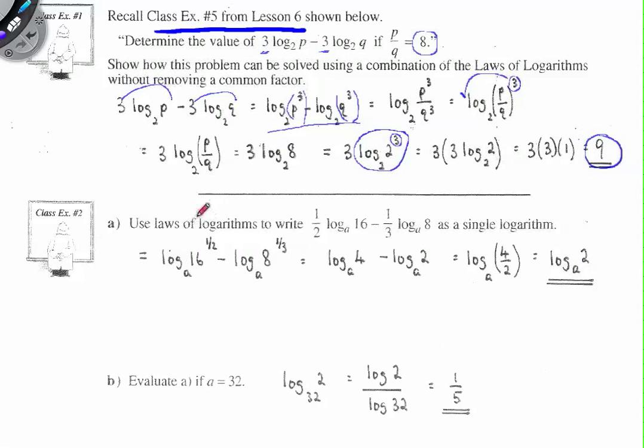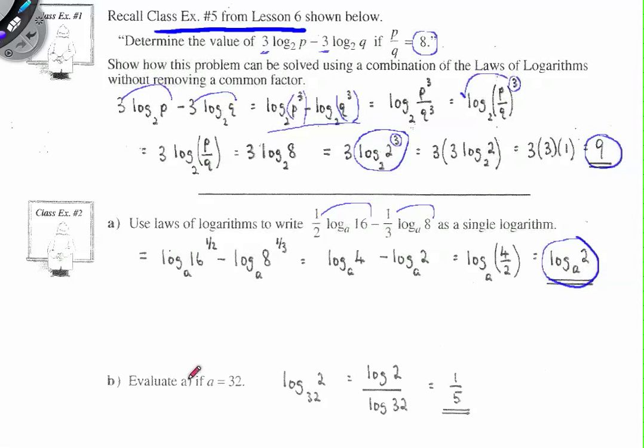Okay. Example 2, use the laws of logs to write a half log 16 minus a third log 8 as a single logarithm. We're using base a here. Well, we can bring these numbers up to exponent form up here with the 16 and with the 8, as we see here. Now, because it's one log minus another, we're using the quotient. We can actually take the square root of 16 right this minute, and 8 to the 1/3 is a cube root, and we get 4 and 2. So this will be 4 over 2, which is just 2. So it's log 2 with base a.